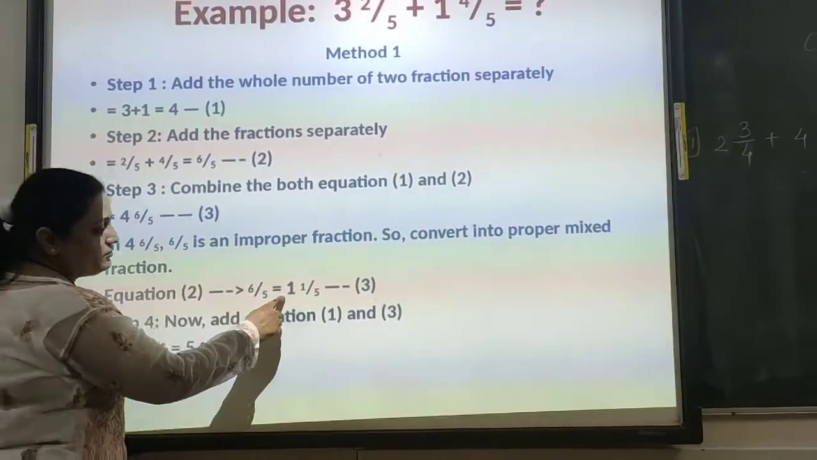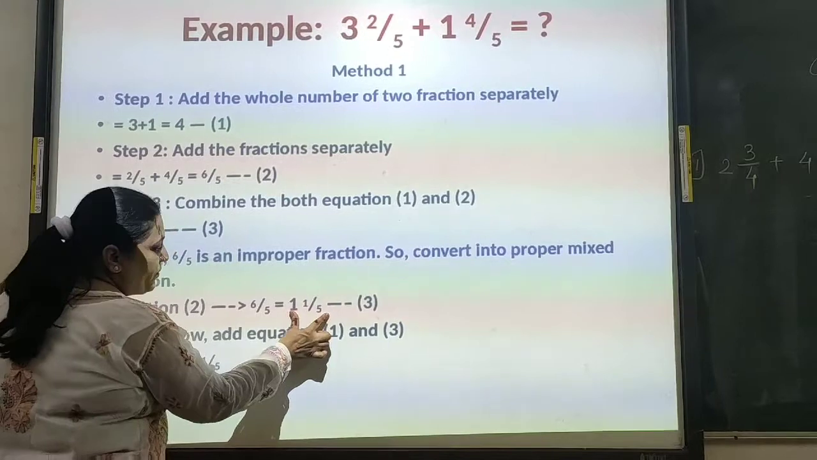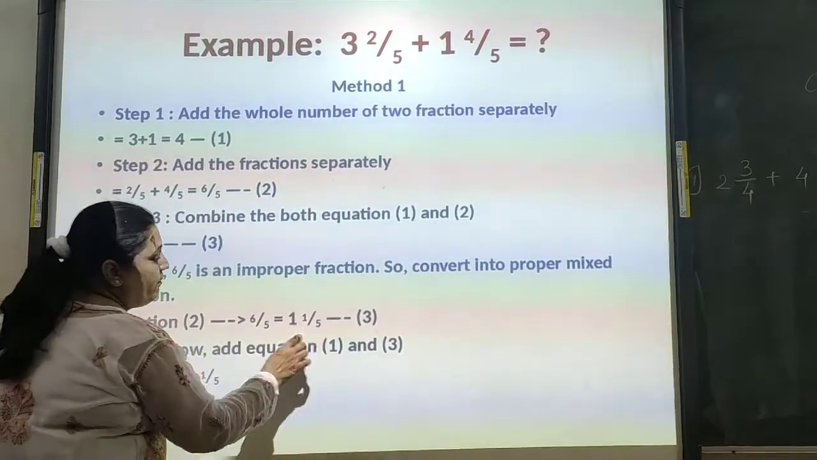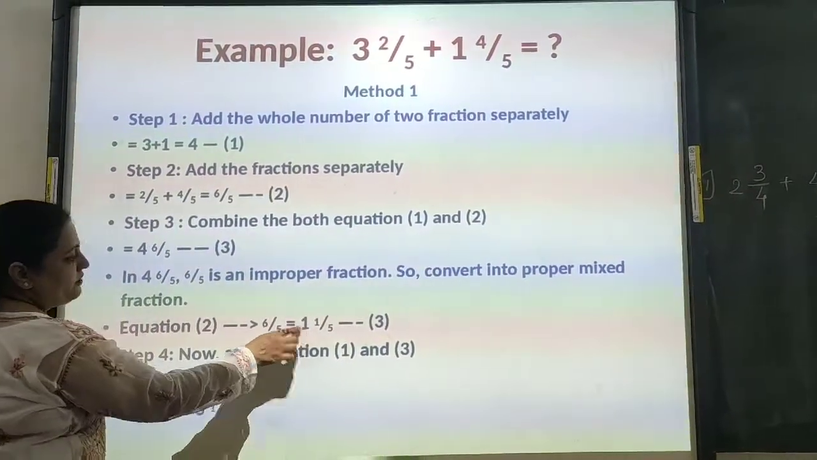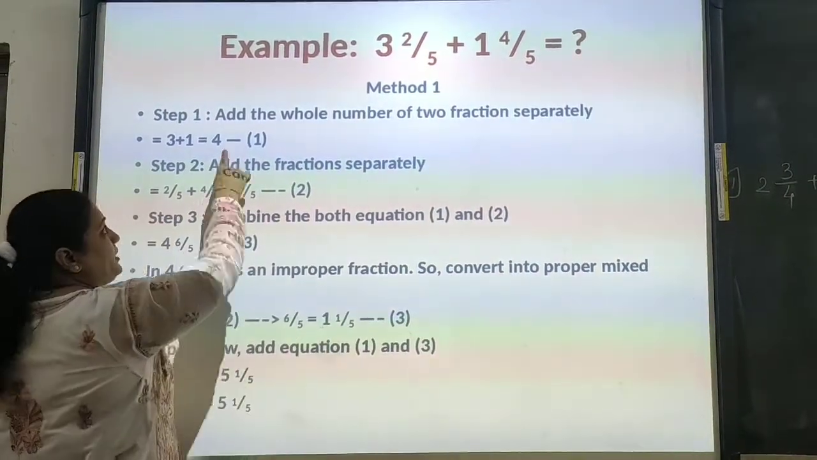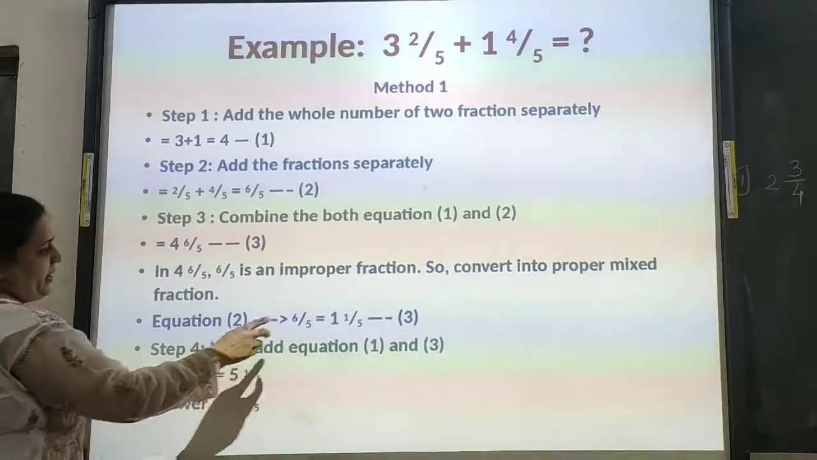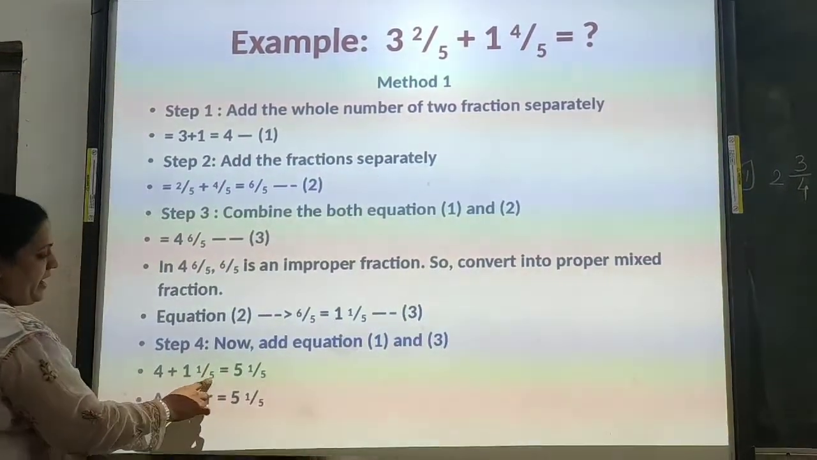So 6 by 5 is equal to what? 1 by 5. This is the improper fraction, this is a mixed fraction. Now what we got? 1 by 5. Now here 1 is a whole number. So we will add this whole number in whole number. So 4 plus 1 is equal to 5. And this proper fraction we will keep as it is.